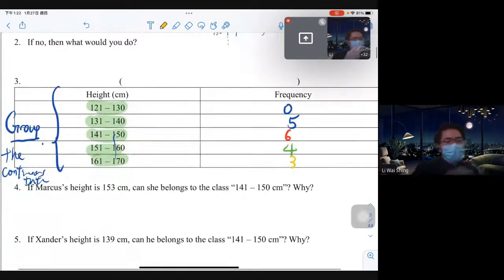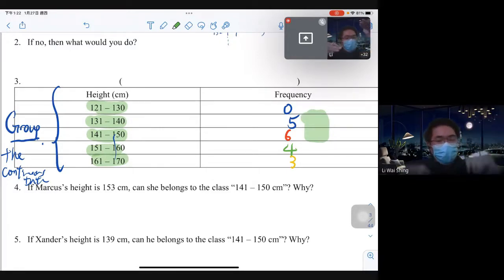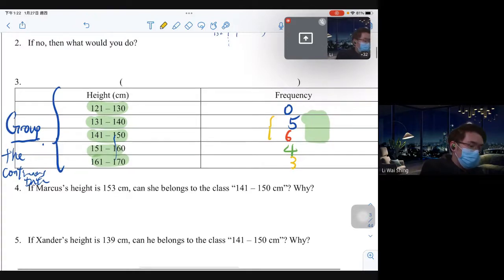So if you group them, you can see the majority of students, the most number of students, are between 131 and 150. Not all of you are 170. If you group them, you can see the trend is concentrated in the first half. After grouping, this table is still called a frequency distribution table.